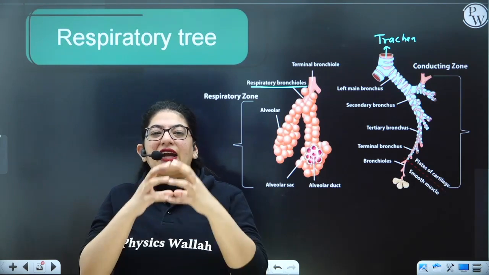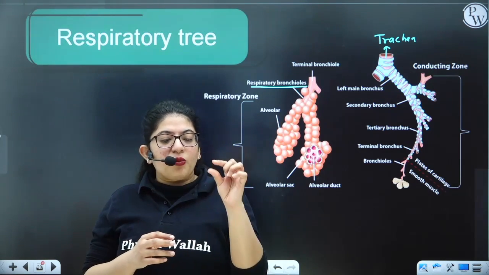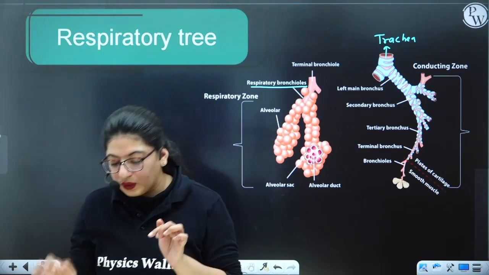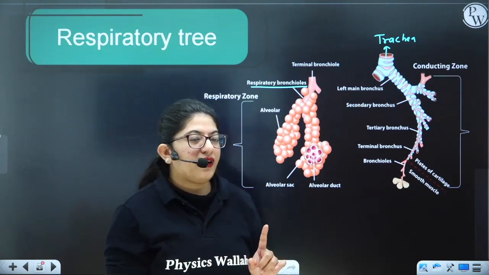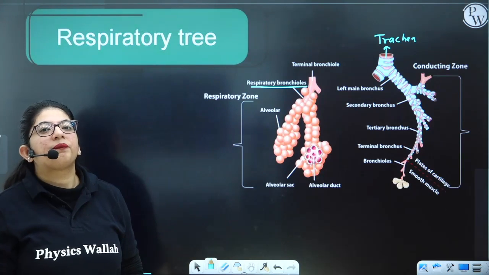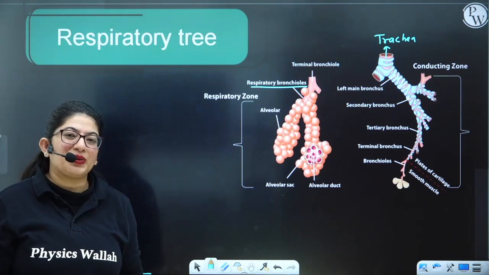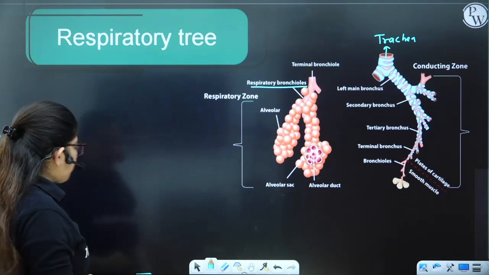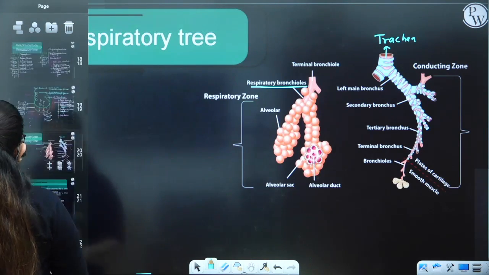Simple. So that entire bunch is a sac. Small grapes are alveoli, and that small stem attached to it is the alveolar duct. All right. So do remember this, and this is a part of your respiratory zone, in which actual exchange of gases take place. Now let's move further to the external structure.